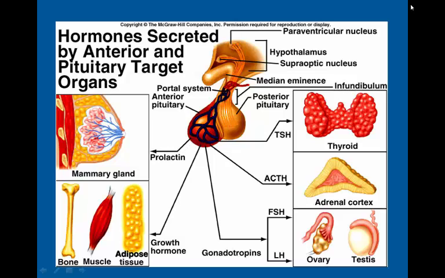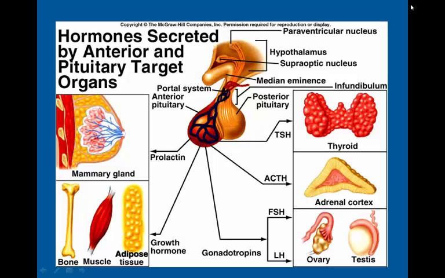To your left, that part of the gland is the anterior pituitary gland. So you'll see again the hormones from the anterior pituitary, each of which are going to their target tissues through the blood. Prolactin goes to the mammary gland, growth hormone to the bone, muscle, and adipose tissue. The gonadotropins, FSH and LH, go to the ovaries and testes.